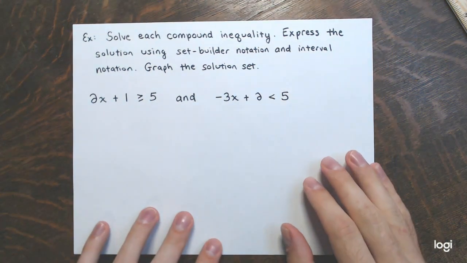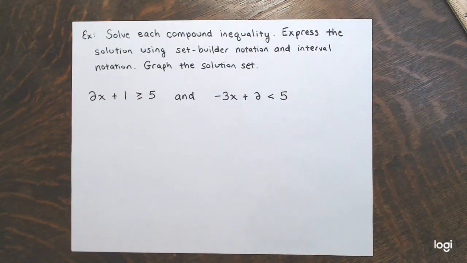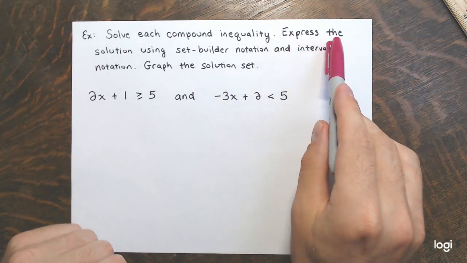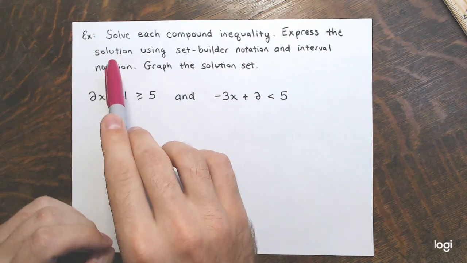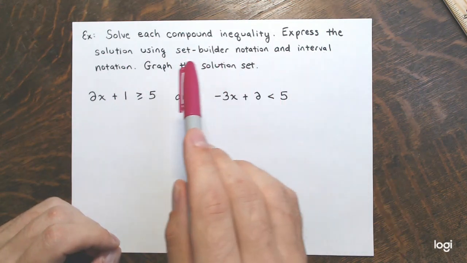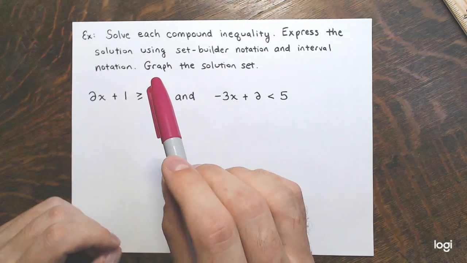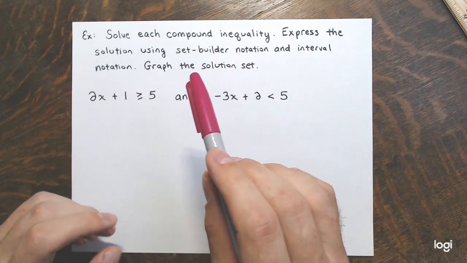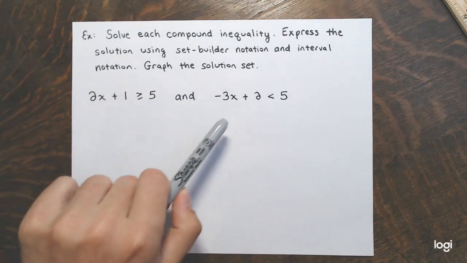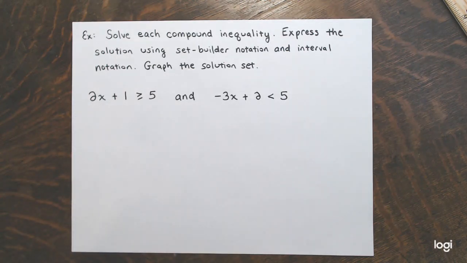Alright, so all five of my examples in this video today, I'm going to be asked to do the same thing, which is the following. Solve each compound inequality and then express the solutions to the compound inequality using set builder notation and interval notation. And we're also asked to graph the solution set, and that means draw a picture of all the solutions on the real number line. There's only one variable involved here, so just one number line.